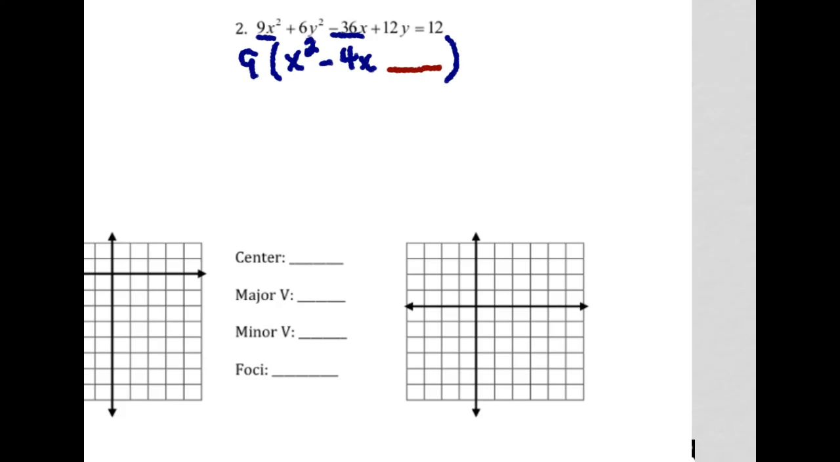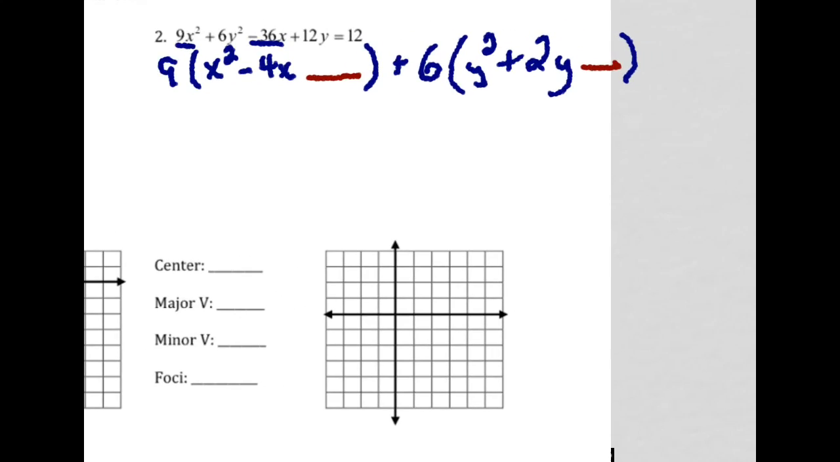So if you think about what we have here with y, you have a 6y squared plus 12y, so we will call that 6 factored out, y squared plus 2y, and then again, leave a space. Okay. Let's close those parentheses. We have the 12 over the other side, so we're just going to leave that as equals 12.